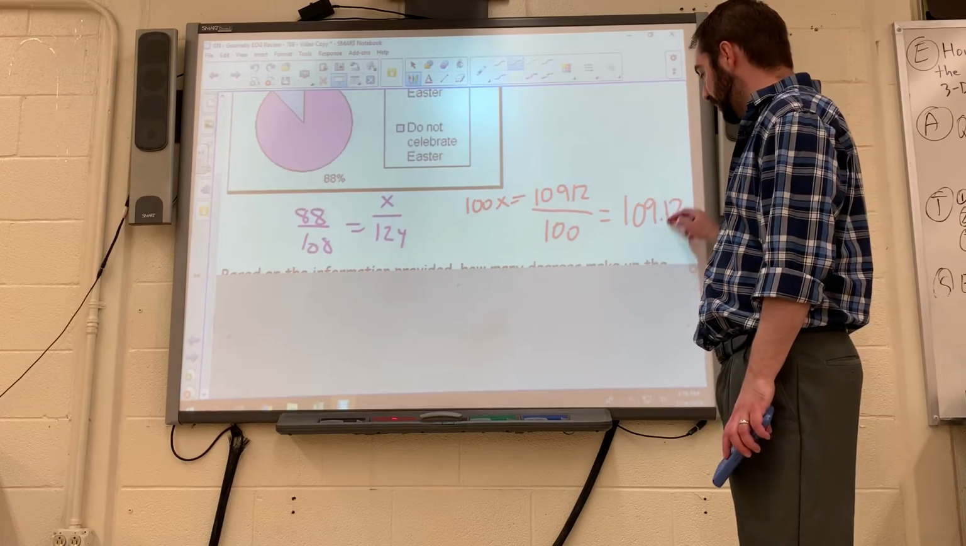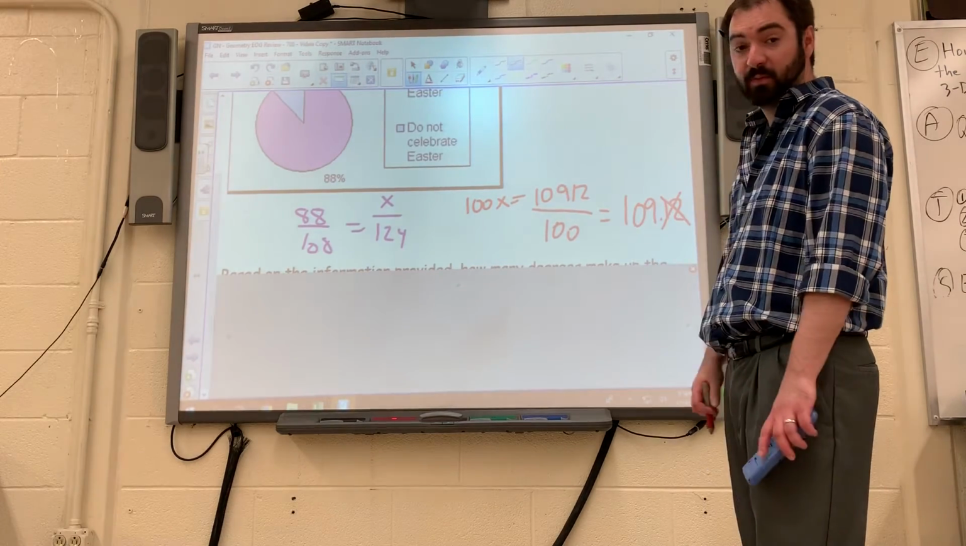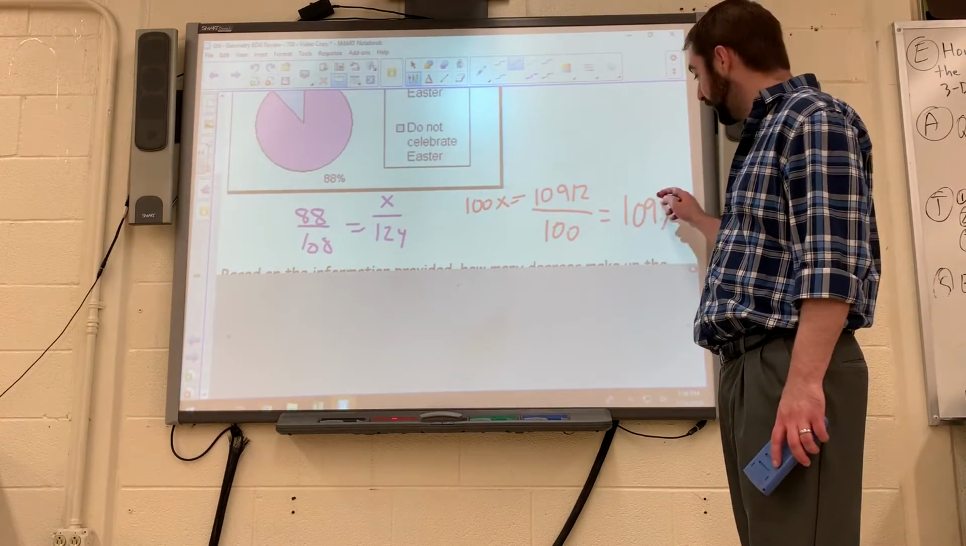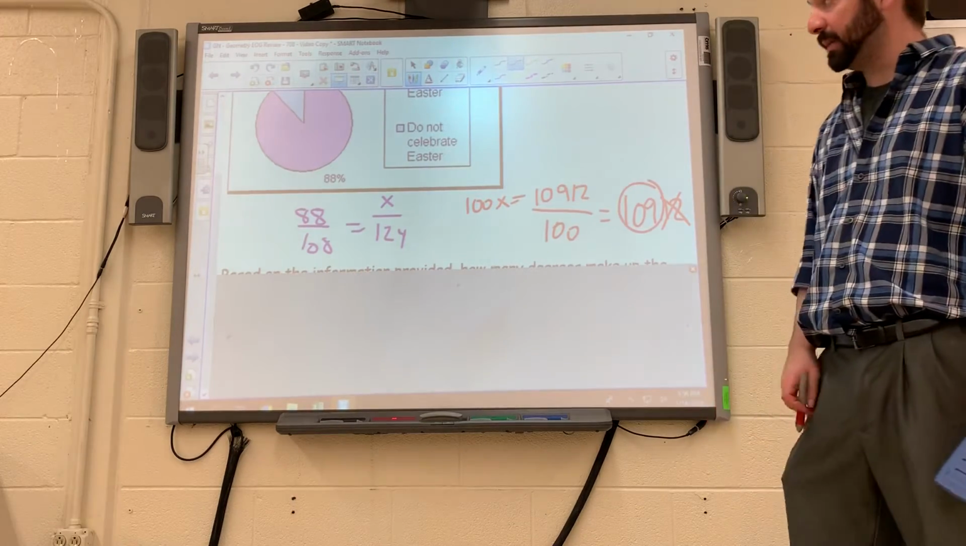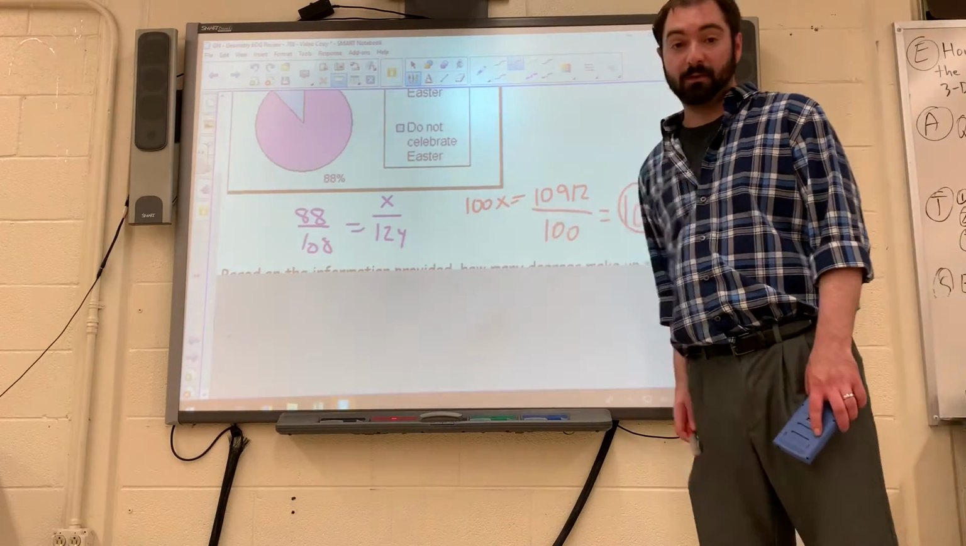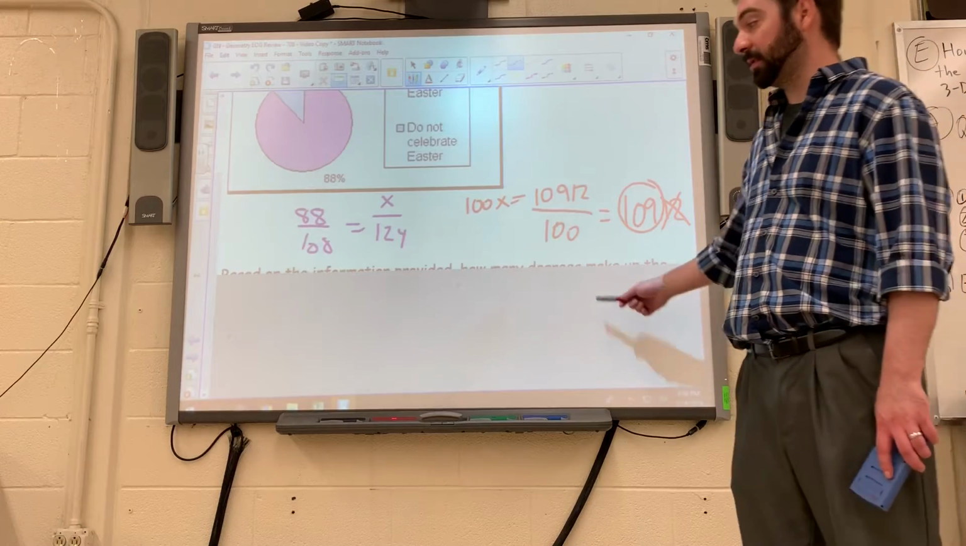109.12 people. Again, I'm going to cross that 0.12 out because you can't have 12 hundredths of a person, so we'd say about 109 people of the 124 people surveyed celebrate Easter.